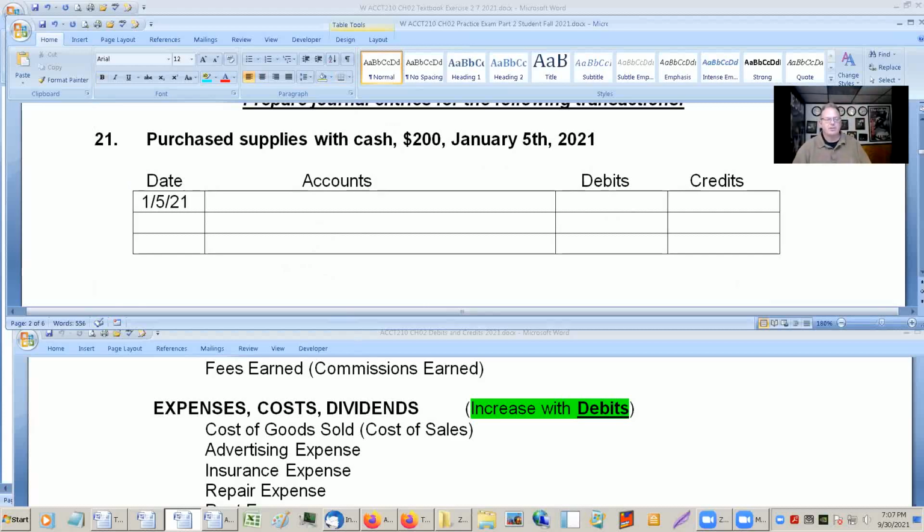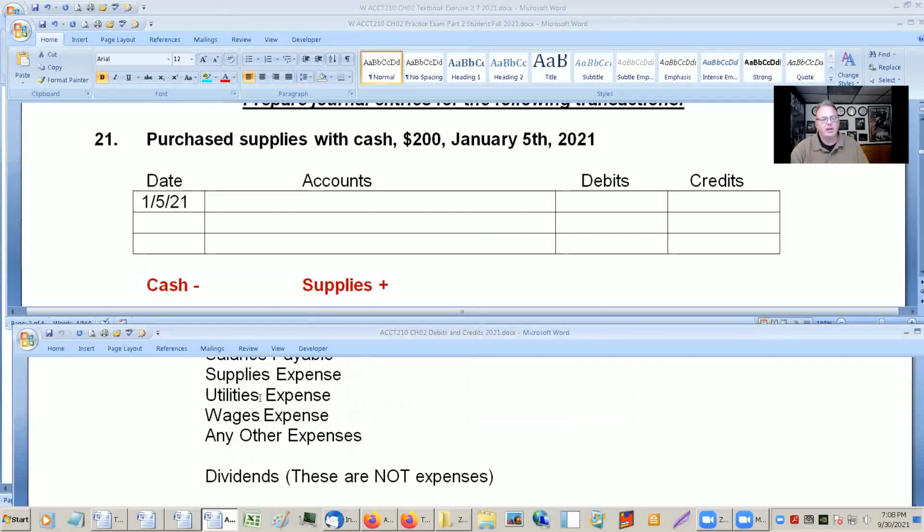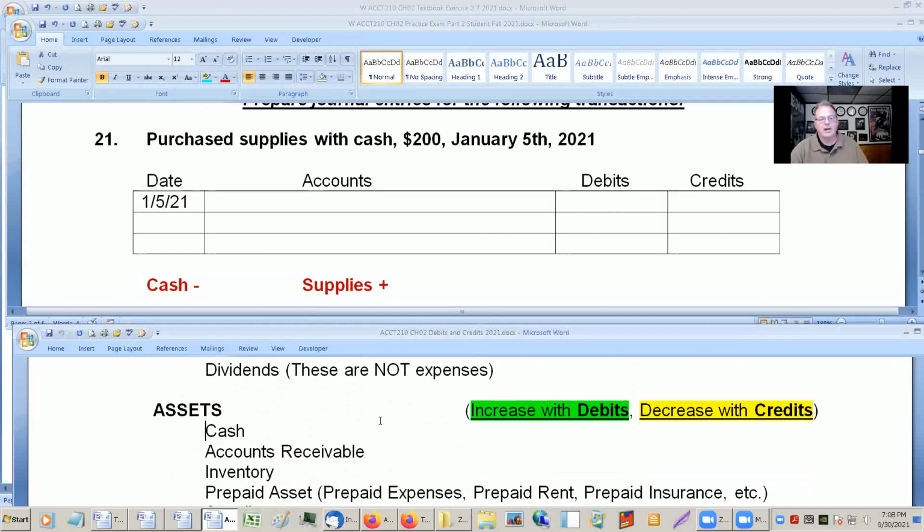So what accounts are we going to use for number 21? Cash and supplies. Is the cash going up or down? Cash is going down and supplies is coming up. Supplies is debit and cash is credit. So these are the accounts we're using, and we can just come down to this and say, okay, cash is going down.